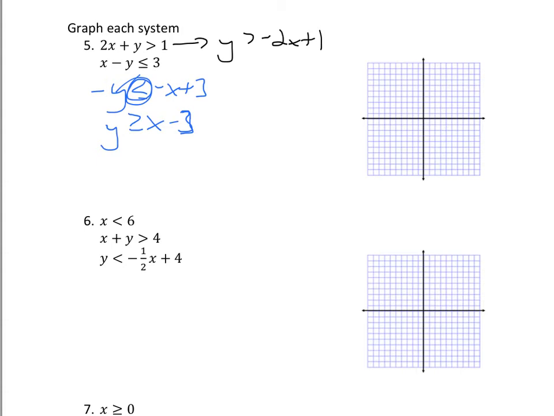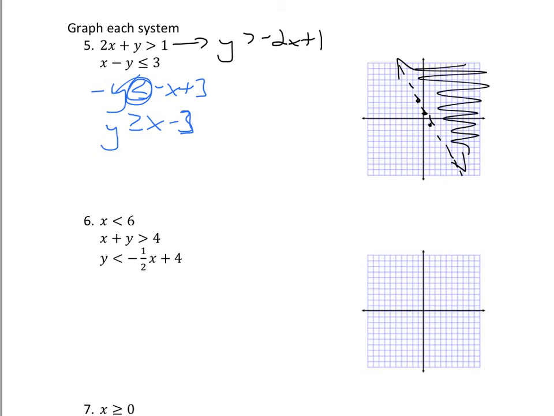The first one, you go up 1 for the y-intercept, and then you use the slope, negative 2 over 1, so you go down 2 to the right 1, or up 2 to the left 1, either one, whatever you're comfortable with. It's got to be a dotted line. Not bad. I'll take it. Okay, I got my dotted line, and I'm going to shade above, because it is greater than, so above that line.